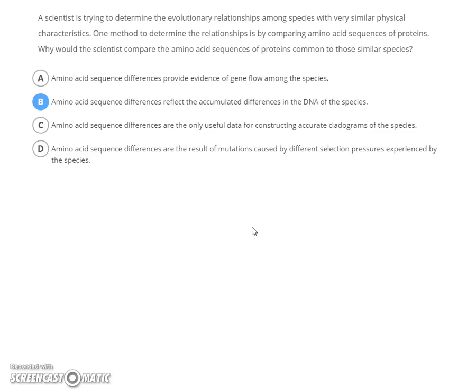So looking at those two things, either one of them, can give you some evidence to show you how closely related species are. The more similar the amino acid sequence, the more similar the DNA sequence, the more closely related the species probably are. The more differences they've developed over the years, the more distantly they're probably related. Again, that applies to DNA and amino acids. So the best answer here is B.